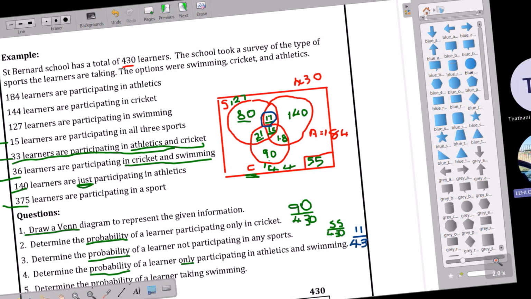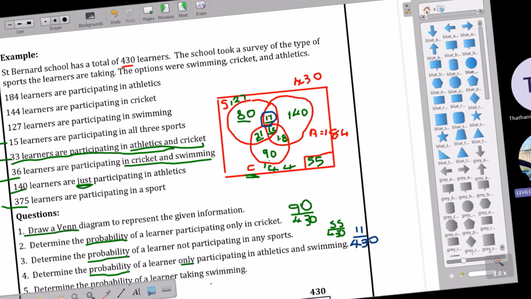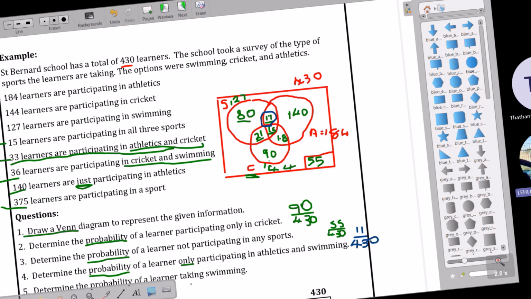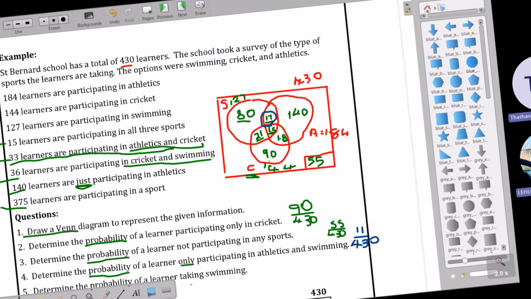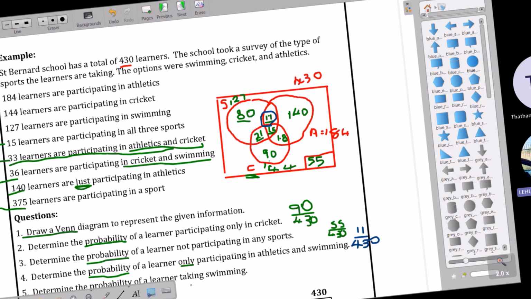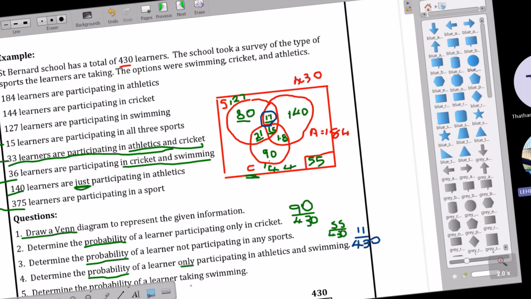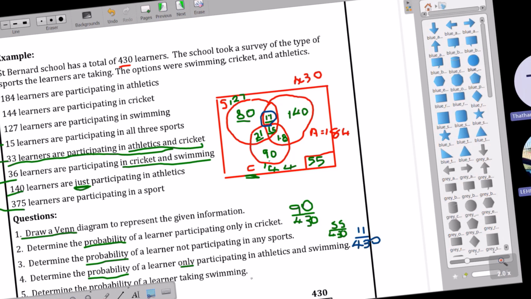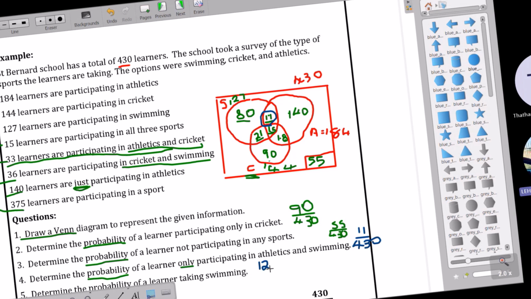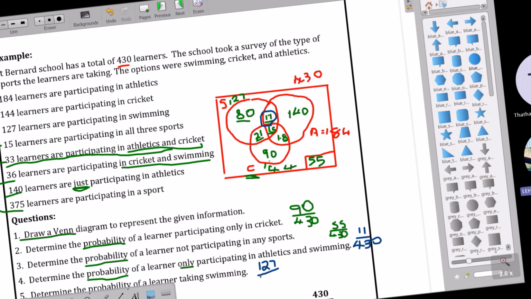The last question. Determine the probability of learners taking swimming. So there is no only, there is no swimming and anything. So we are going to look at the circle of swimming. How many are swimming? 127. So 127 divided by the total, 430.